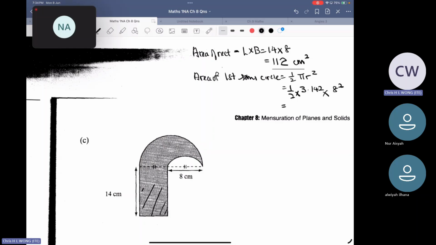That's clear. 3.142 times 64 divide by 2, right? So I'll have 100.544. 100.544 cm squared. Okay, so now area of the second semicircle. I underline it because I need it later.